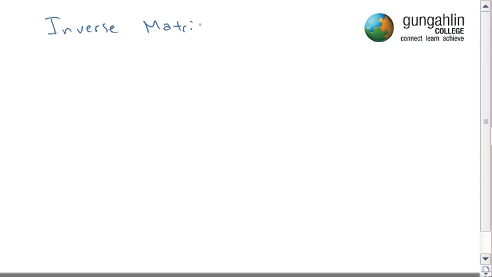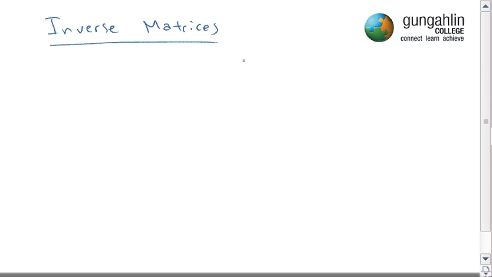So far with the topic of matrices, we've done matrix addition, matrix subtraction, and matrix multiplication. So you might think the next logical step would be to do matrix division. Unfortunately, there's not really something that we call matrix division, but there is something that's very close to that, which is what we're going to do today.